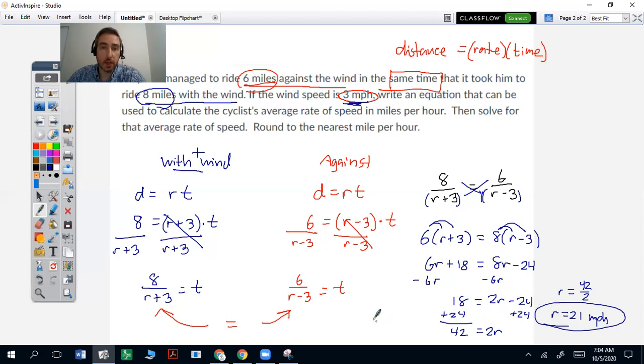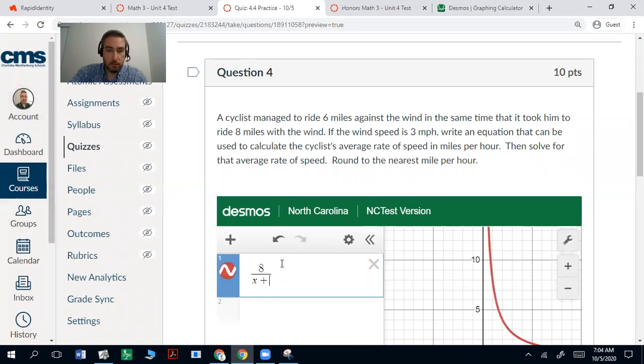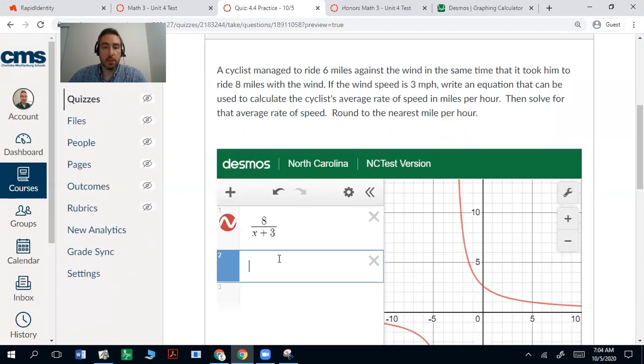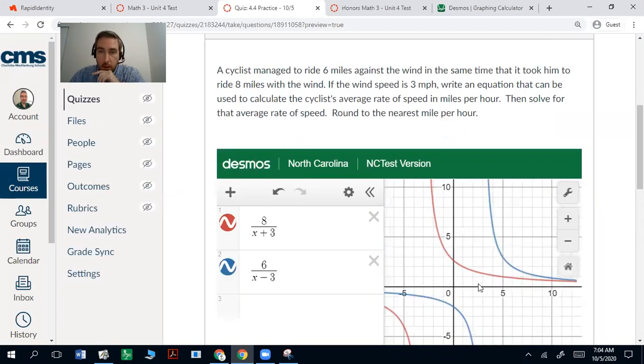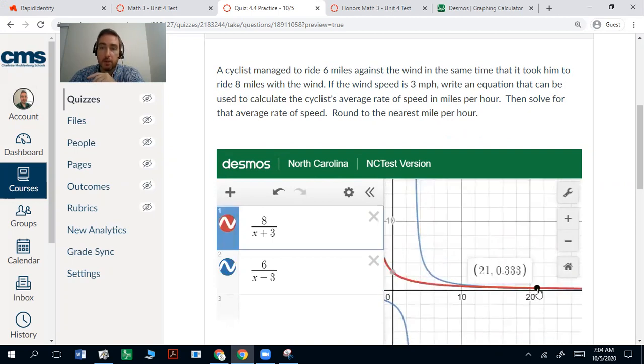And we'll check it on Desmos as well. So we'll start with our original equation. We're going to use x. And remember, 8 over x plus 3. On the right side was 6 over x minus 3. And this is going to be a positive, so we want to go over here. And you see how they cross at 21. So they're both going to have the same average rate at 21 miles per hour.